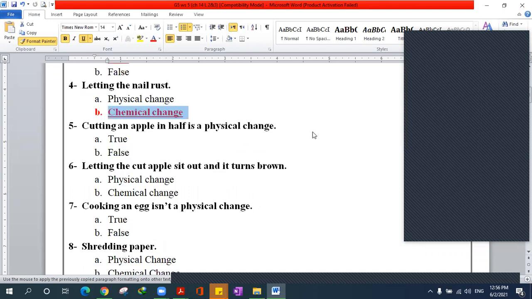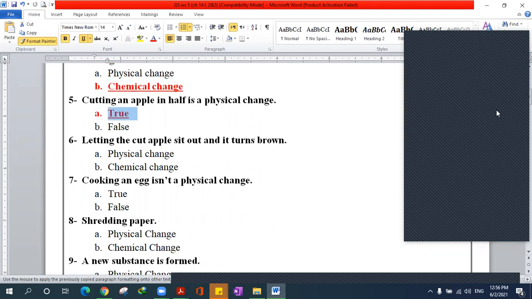Amr is next. Cutting an apple in half is a physical change. True. Thank you so much, Amr. Now I'll pick people randomly. Amgad, number 6, please read it.